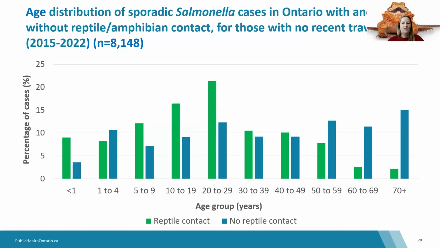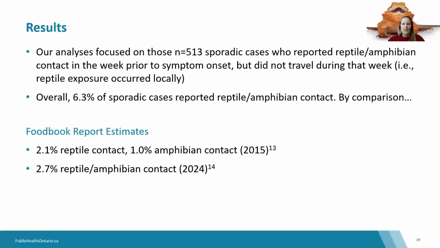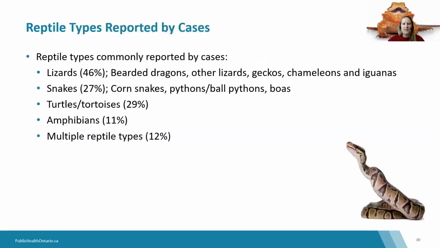So the cases who reported reptile or amphibian contact are shown in green, those with no contact are in blue. And as you can see, the folks with reptile contact skew more to the left, and it does appear that the Salmonella cases with reptile or amphibian contact were generally younger compared to those with no contact. So to quantify it for you a little bit, just under 10% of those who reported reptile or amphibian contact were under 1, compared to just about 4% of those with no reptile or amphibian exposure. So for the remainder of our analyses, we focus specifically on those 513 cases with no travel, but who did have reptile or amphibian contact.